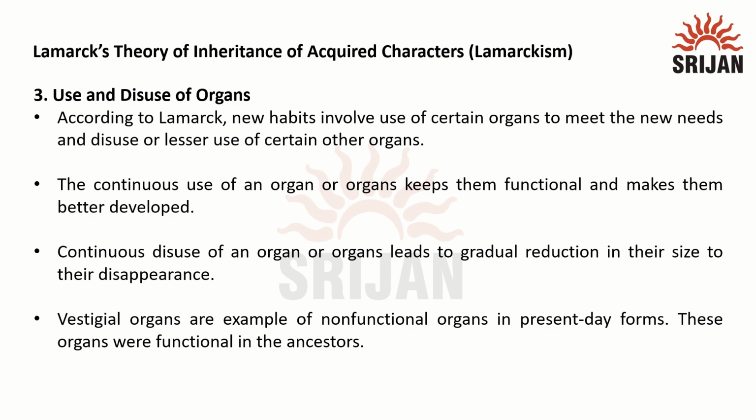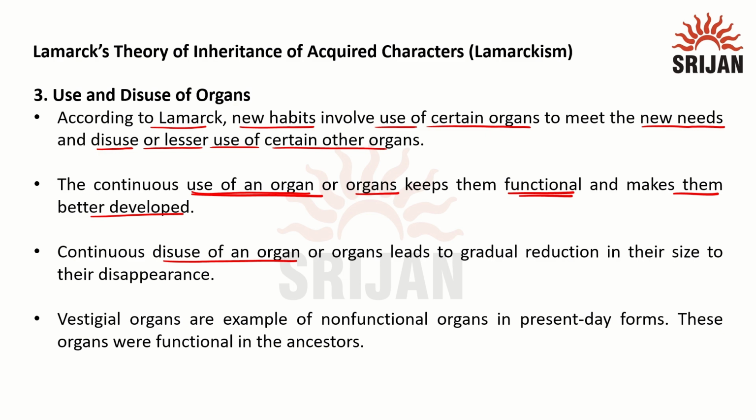Third is the use and disuse of organs. According to Lamarck, new habits involve use of certain organs to meet the new needs, and disuse or lesser use of certain organs. This continuous use of one organ and continuous disuse of another organ will shape the evolution of a species. For example, continuous use of an organ keeps it more functional and makes it better and more efficient, and it will be transferred to the next generation. Continuous disuse of an organ leads to gradual reduction in its size, or it might completely disappear after some point. And these can become vestigial organs.